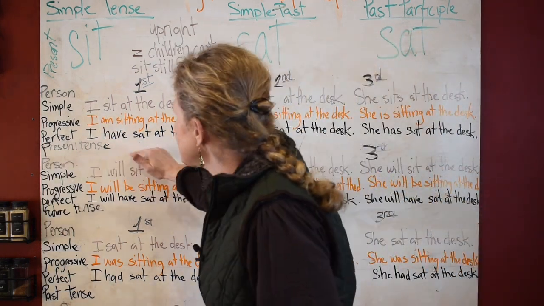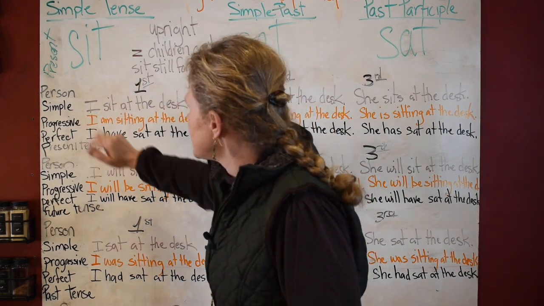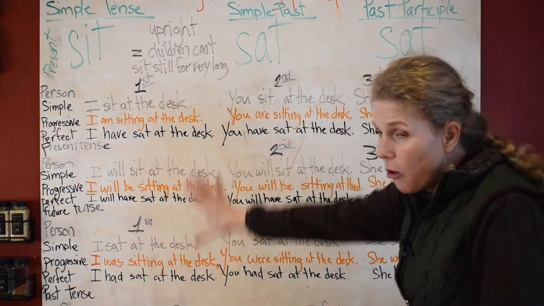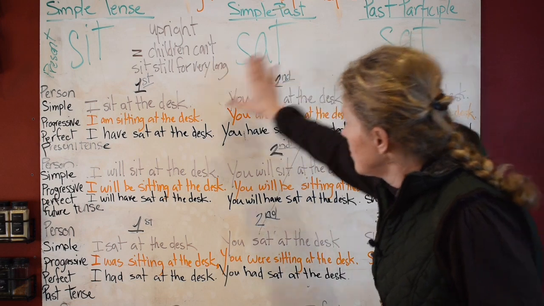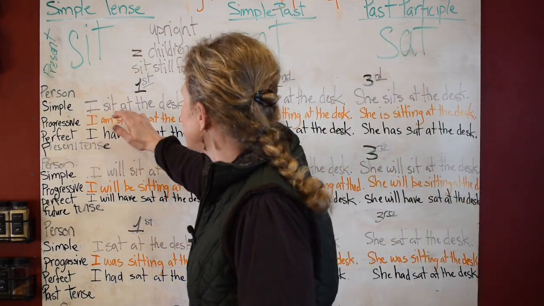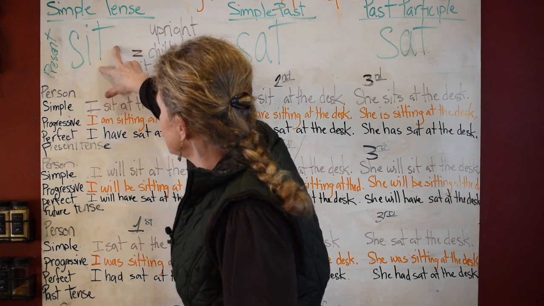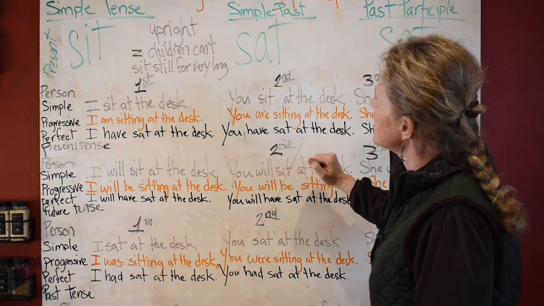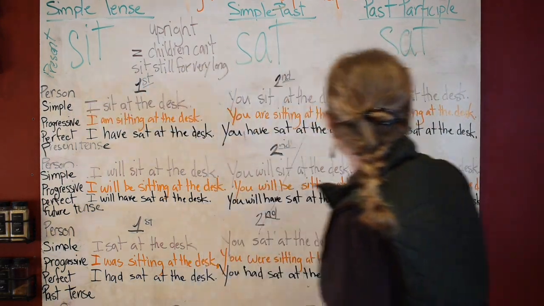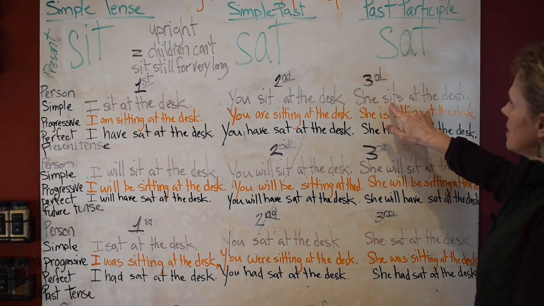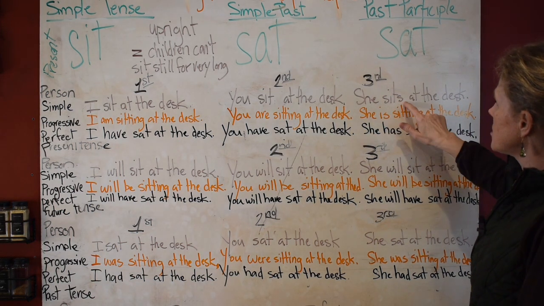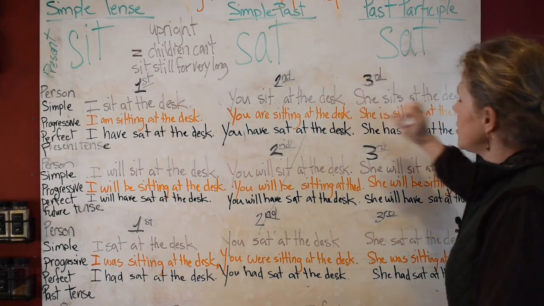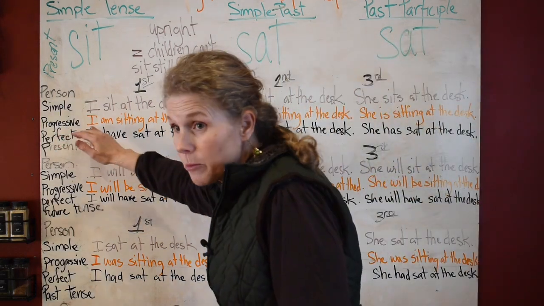Okay, so now, the present tense, it's first person singular. That's what we're doing. First person singular, and we are only doing singular right here, okay? So I sit at the desk. Simple takes the simple tense. You sit at the desk. She sits at the desk. Singular, it's in third person, so the S is changing right here. Conjugating your verb, okay?